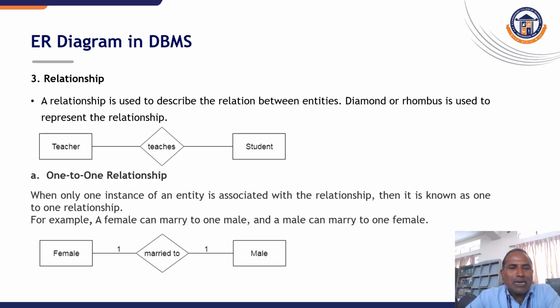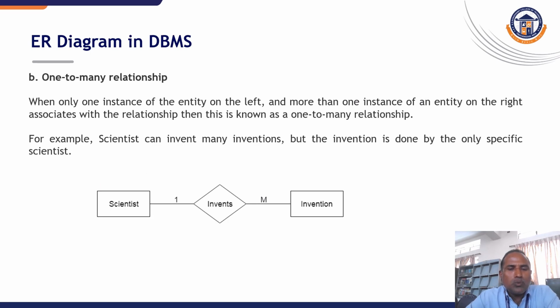Then the types of relationships, as we see in the diagram. The first one is the one-to-one relationship. In this diagram, one female is married to one male. This is an example of a one-to-one relationship. Another example: one student can study one course at a time. When only one instance of an entity is associated with the relationship, it is known as a one-to-one relationship. The second one is the one-to-many relationship.